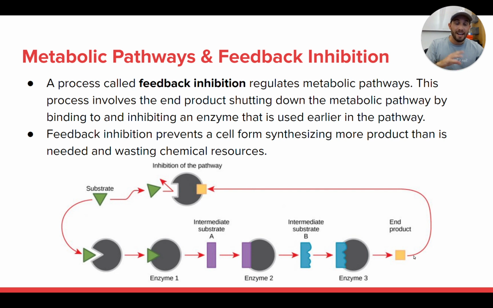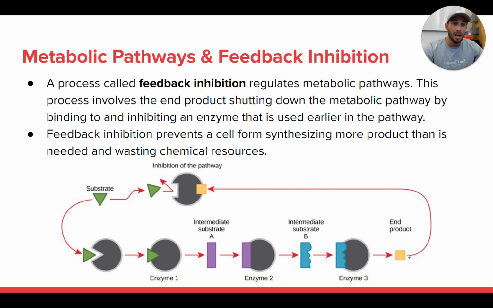But let's say now you're taking all these green triangles and turning them into yellow squares, but no one seems to be using the yellow squares. They're just starting to accumulate in the cell. Now you're wasting energy and resources doing something that apparently no one cares that you're doing. You could be doing something else with those green triangles, and you're making yellow squares, which you have a lot of now, and no one seems to need them.